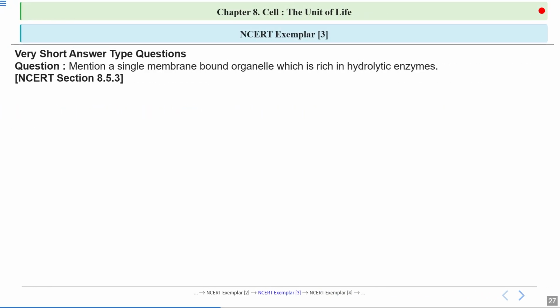Next is, mention a single membrane bound organelle which is rich in hydrolytic enzymes, or digestive enzymes you can say. So what is the correct answer?